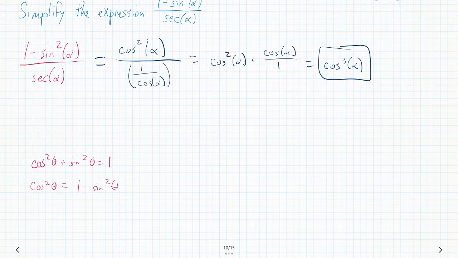In this case, it was cosine cubed. Okay. The real trick is to be able to understand that sine squared theta plus cosine squared theta equals 1. That's a big one.